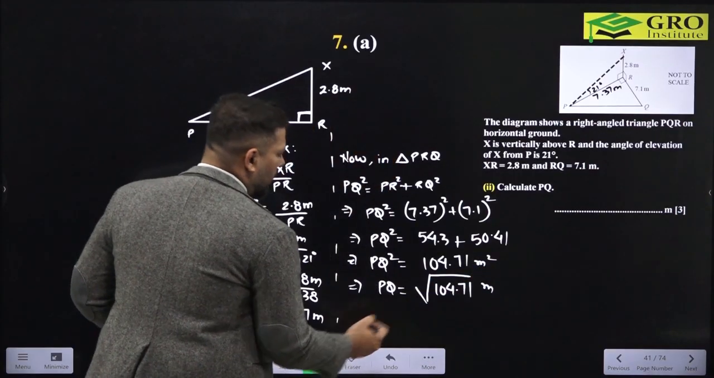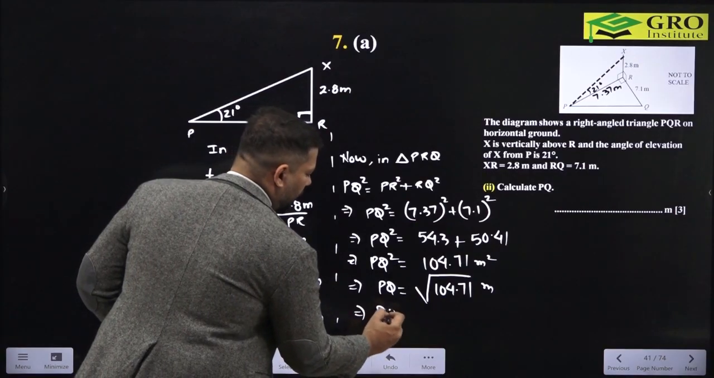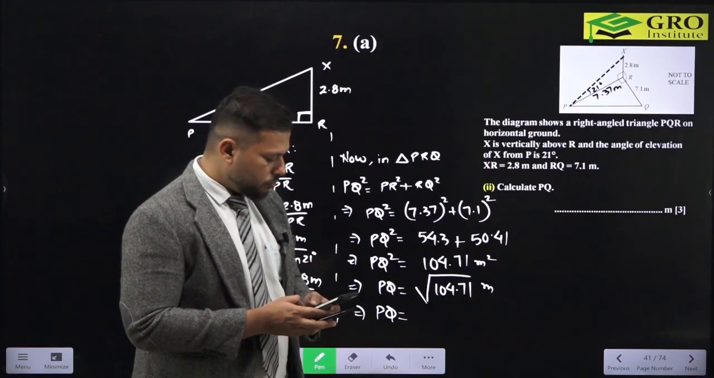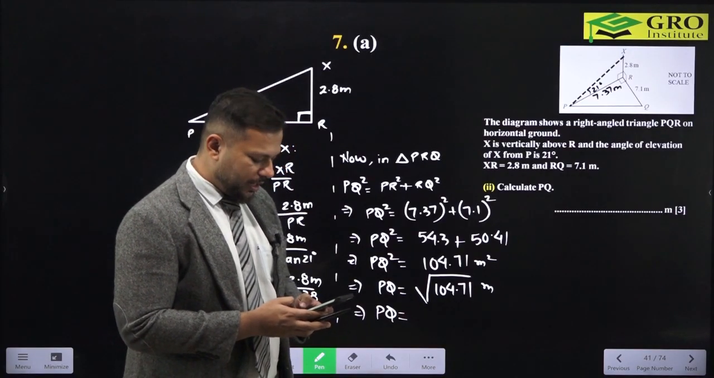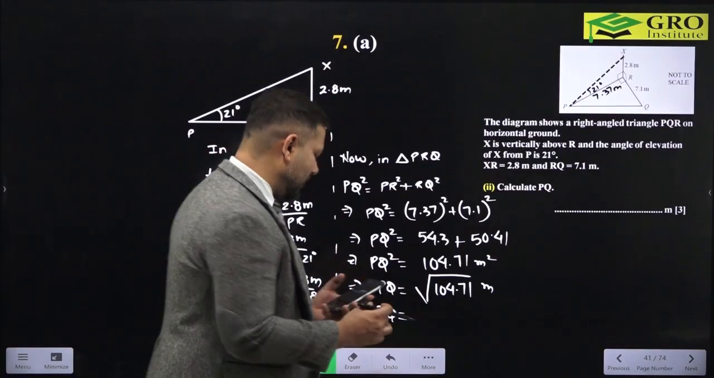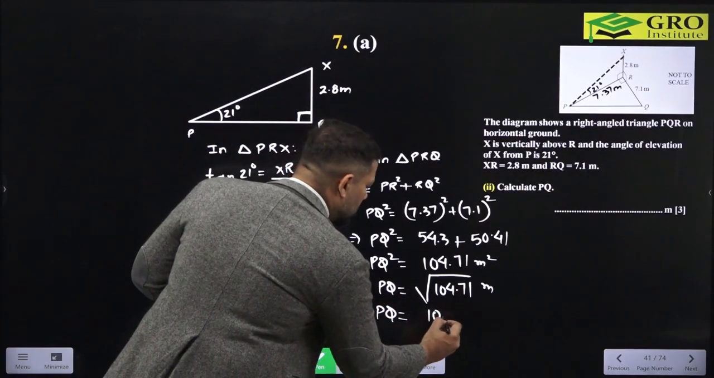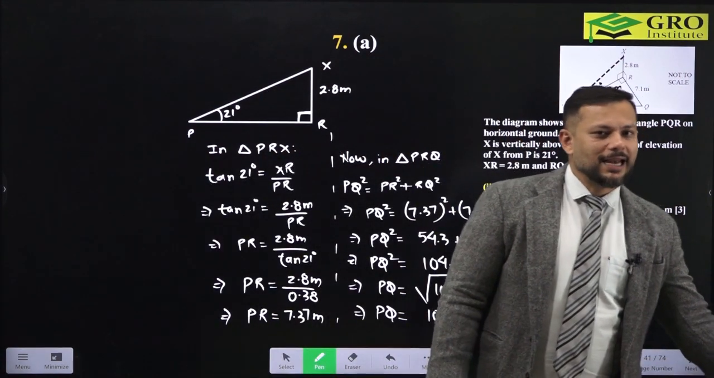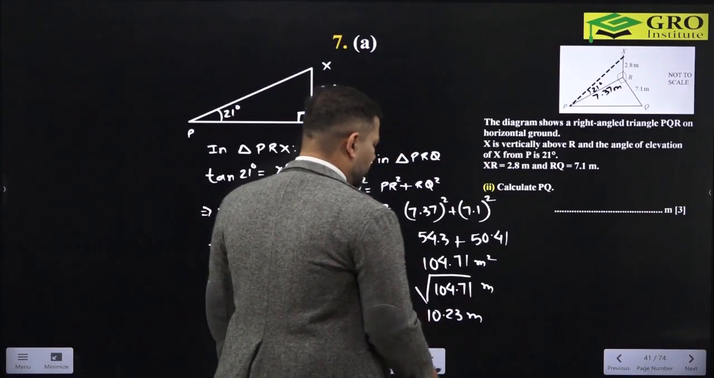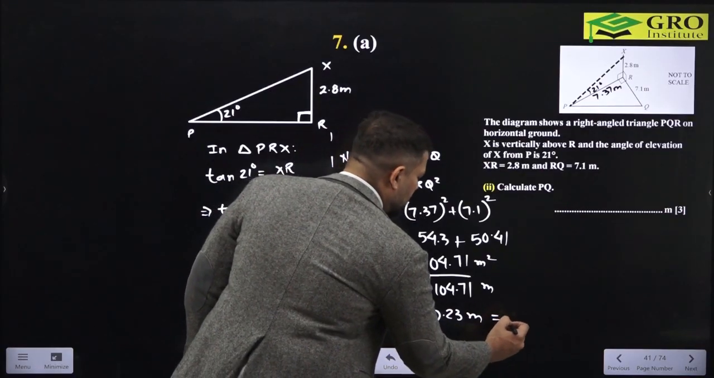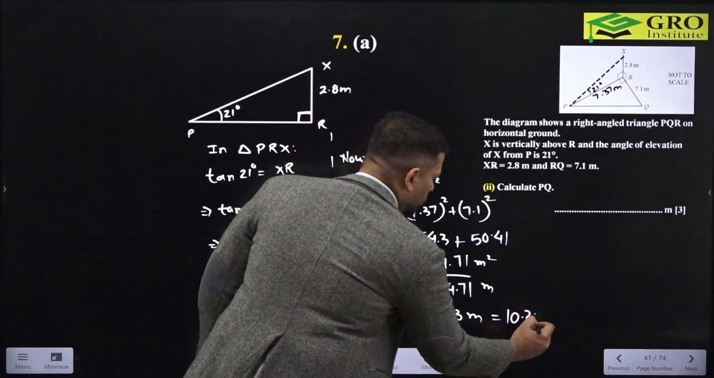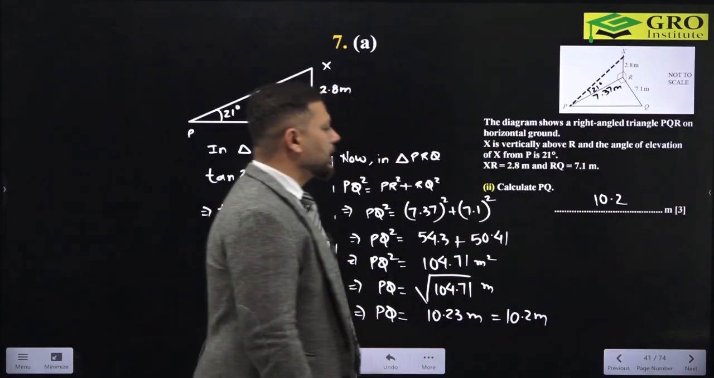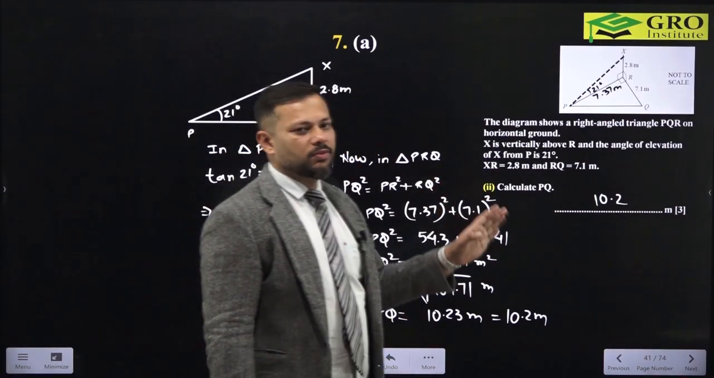So if I take the square root, meter will come out. Let us quickly find out the square root of 104.71. So guys, we are getting it as 10.23 meters. We will write it in three significant figures, so it will be 10.2 meters, right? That is the answer. 10.2 meters is the length of PQ given in this triangle.